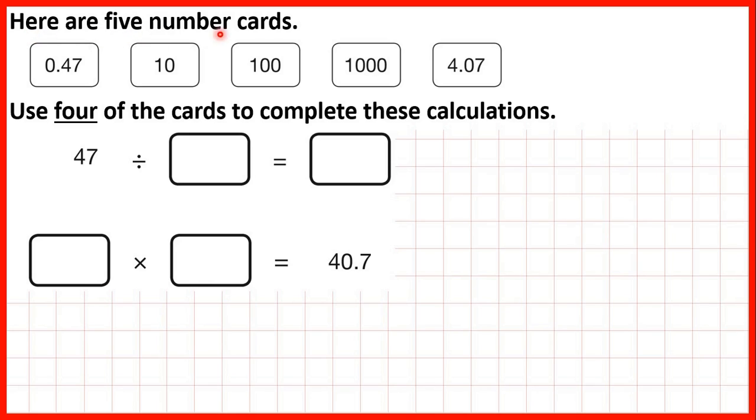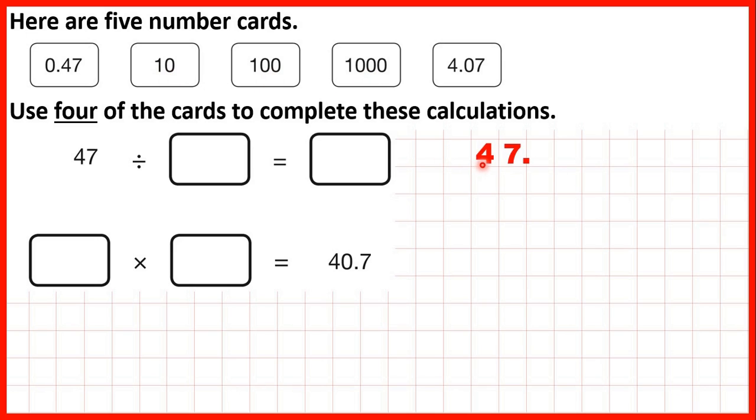Here are 5 number cards. We have 0.47, 10, 100, 1000 and 4.07. Use 4 of the cards to complete these calculations. 47 divided by something equals something. Now we can see that here we're going to be dividing by 10, 100 or 1000.